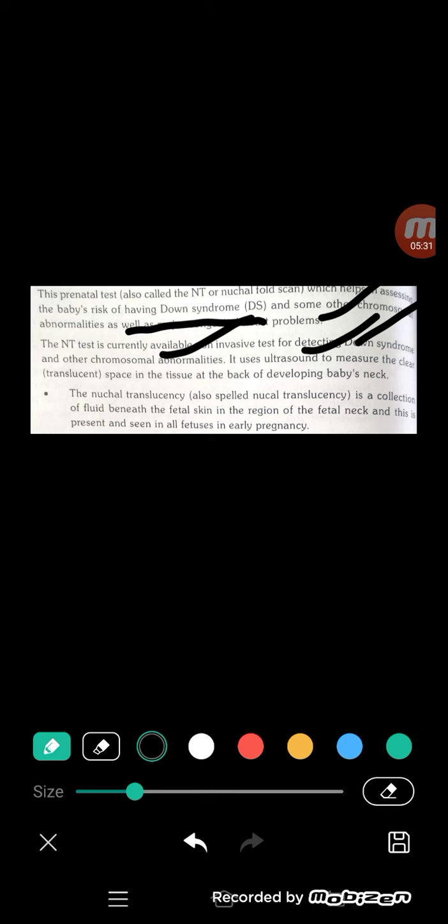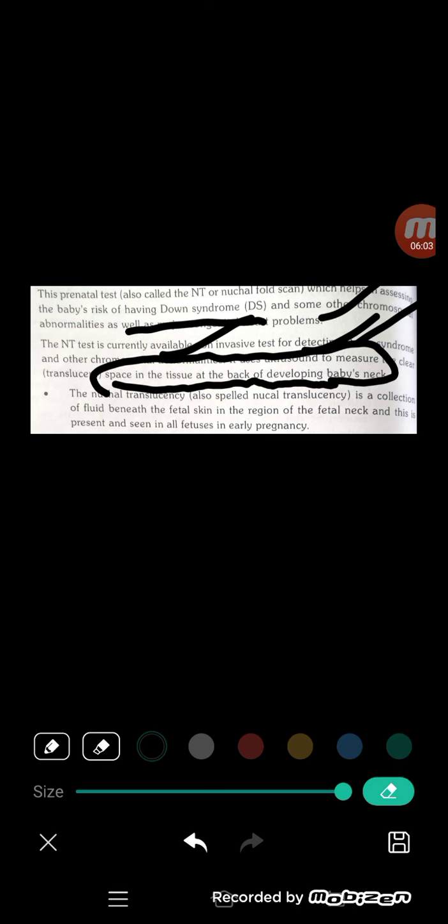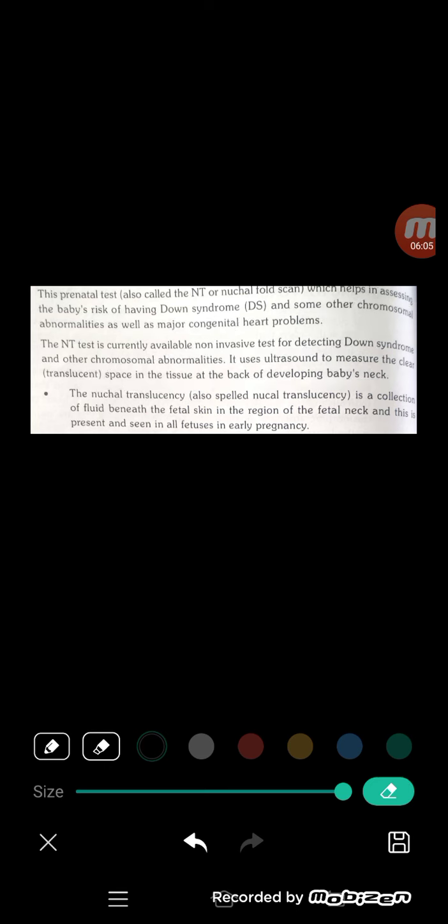It uses ultrasound measurements, identified with ultrasound scanning, Down syndrome scanning, NT scanning. With this we identify the space in the tissue at the back of the developing baby's neck. At the back side of the baby's neck, an extra mass or extra tissue develops, and it is identified with this particular test.